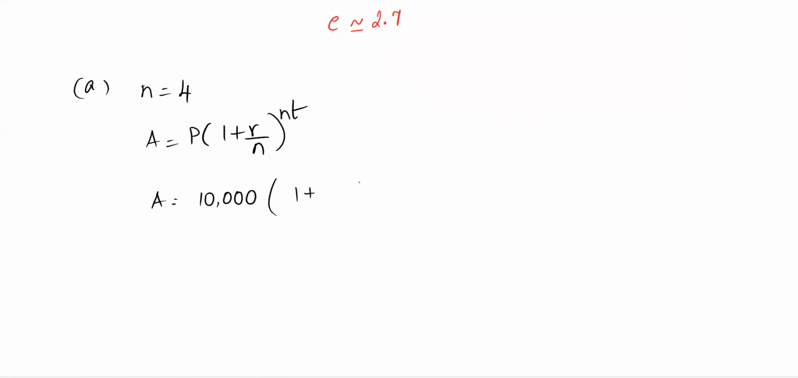10,000 times 1 plus 0.05 over n, which was 4, right? Quarterly. So that will be 4 times t, which is 18. Now it's time to simply use the calculator to compute this. Be very careful. I would suggest that you divide this into separate, smaller calculations. Don't plug them all into the calculator at the same time because you won't really be able to catch the errors.